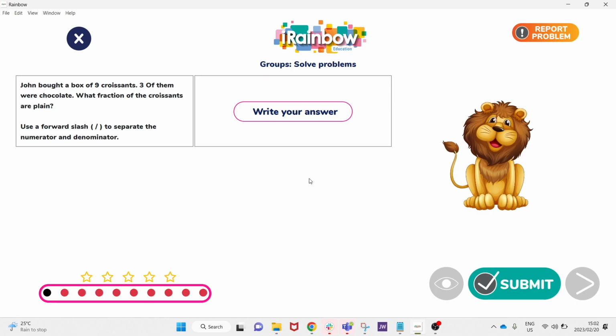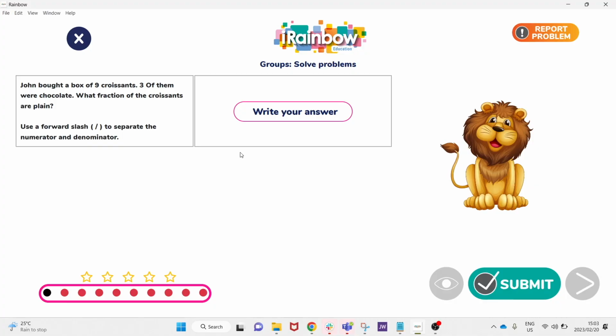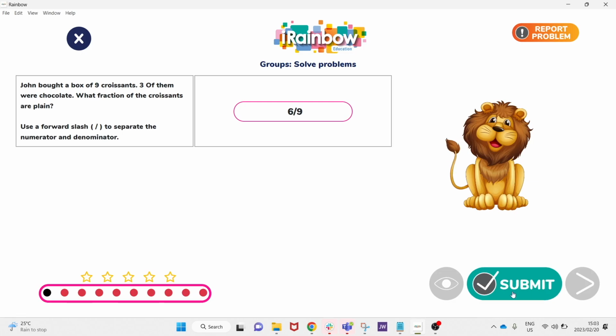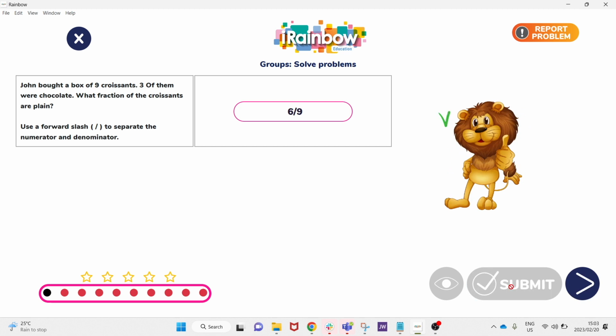Let's have a look at our question again. So, the question says, John bought a box of 9 croissants. 3 of them were chocolates. What fraction of the croissants are plain? As we've worked out on the whiteboard, I'd like us to now put the answer in. Remember, please, that you use your / to separate your numerator and denominator. We had said that 6 of the croissants are plain. And how many croissants did John buy in total? 9. Giving you the fraction 6 out of 9. Click submit. And there we have it.